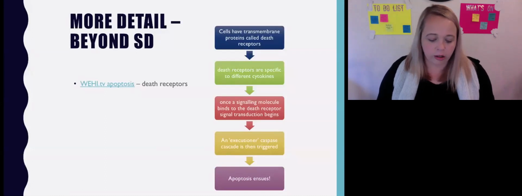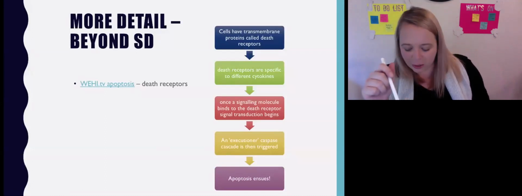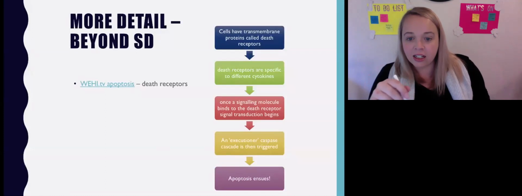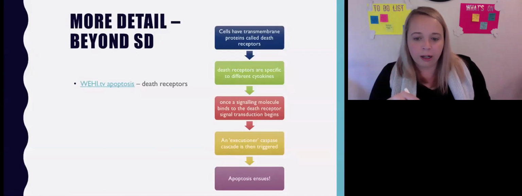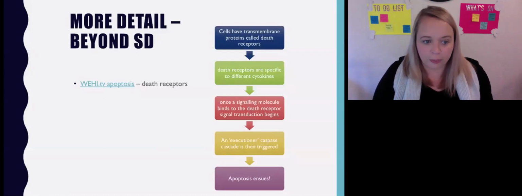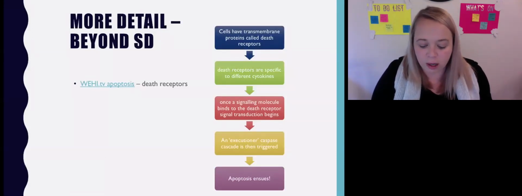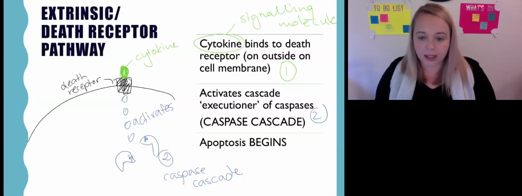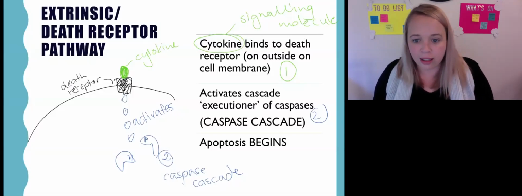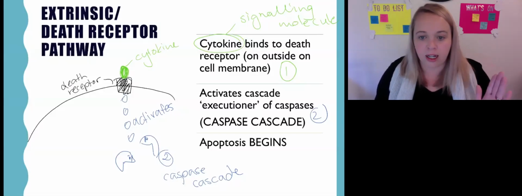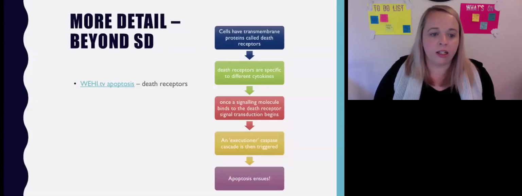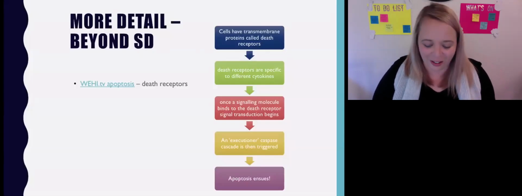All right, so let's have a look at this video in just one second. I'm going to link this into your playlist and you can watch that one. But this is what's written in your book. It says that your cells have transmembrane proteins called death receptors. That's this little black guy in the middle here. That's it. It's just a normal protein. Now, they are specific to different cytokines.